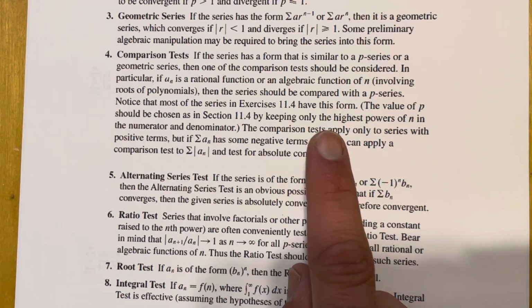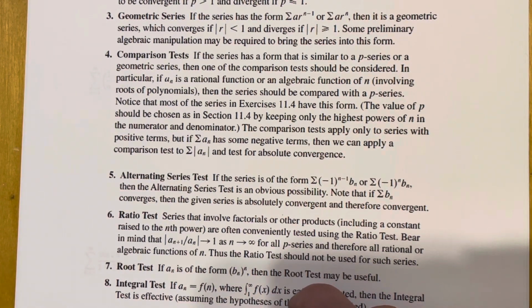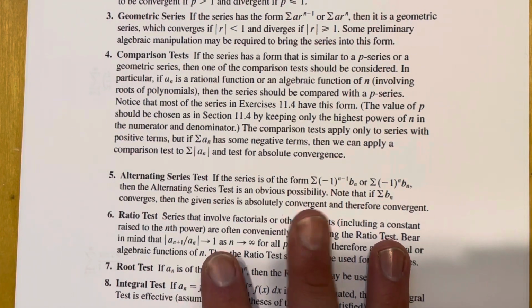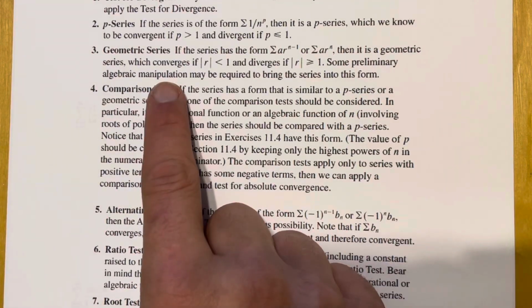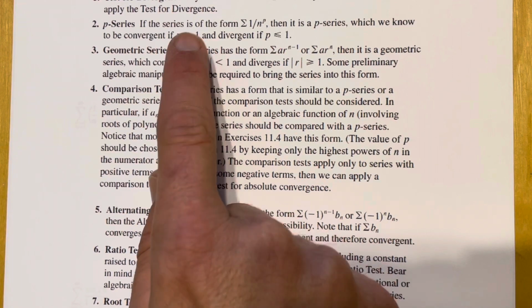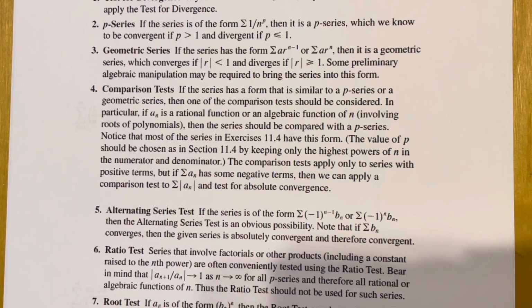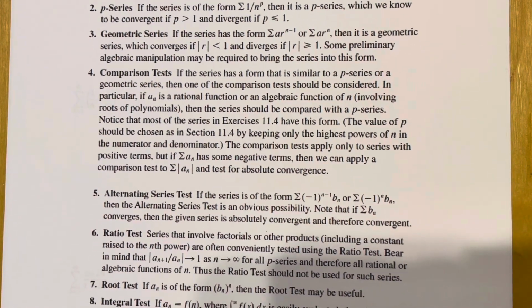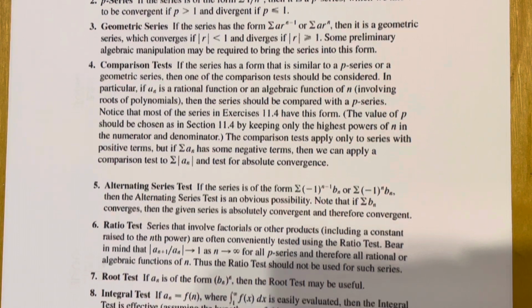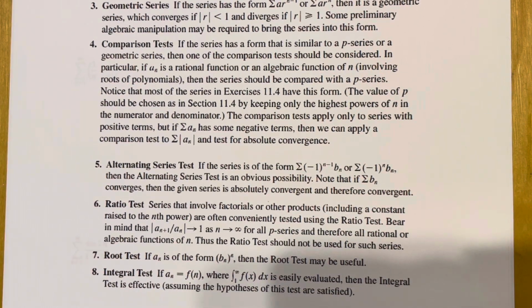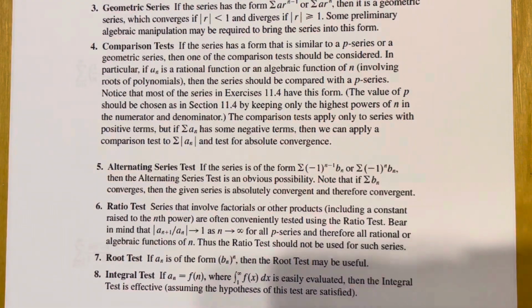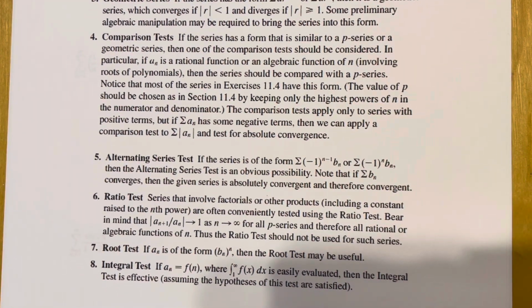So for these types of tests, typically you're comparing your series to something that's like a geometric series or a p-series. It doesn't have to be one of these, but oftentimes it is, because these 2 series are very easy to check for convergence. And you just want to see, is there a way that I can naturally compare the terms of my given series to a series of one of these forms to apply one of these comparison tests? So this one ends up being useful quite often.